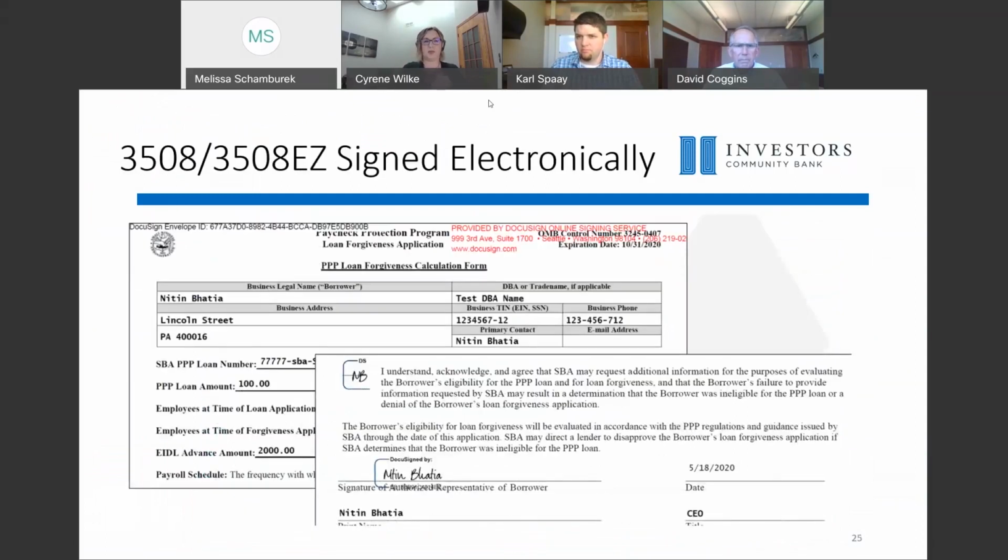There you go. So this is the 3508, or the 3508 EZ, signed electronically. So what's going to happen is you're going to get an email asking you to digitally sign the 3508 form, just like we did with the origination phase, except this is going to be the forgiveness application. And once we get that back, then we will proceed with transferring your application request to the Small Business Administration so that they can proceed with their approval process.